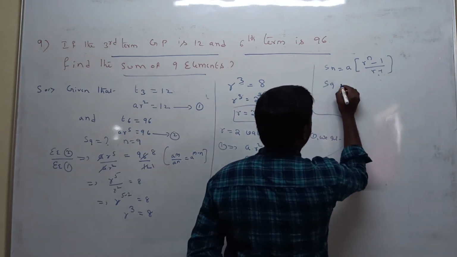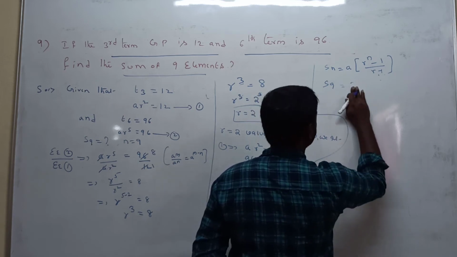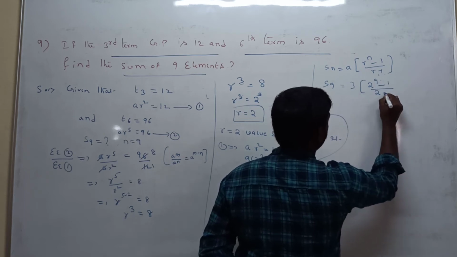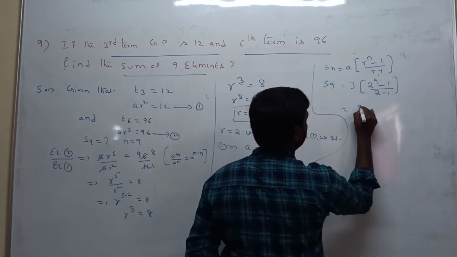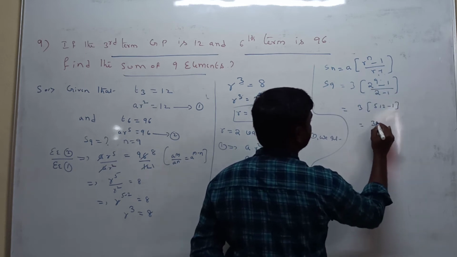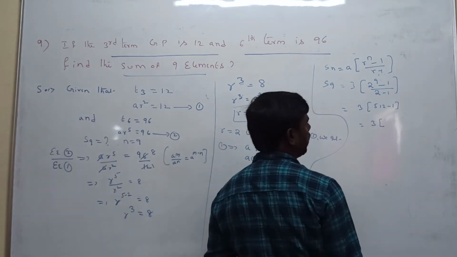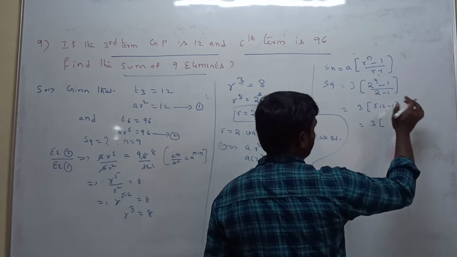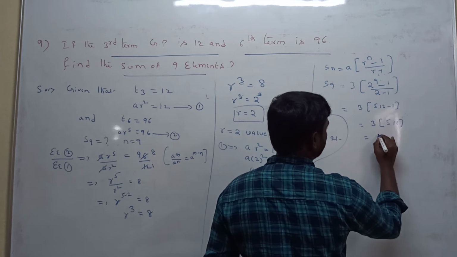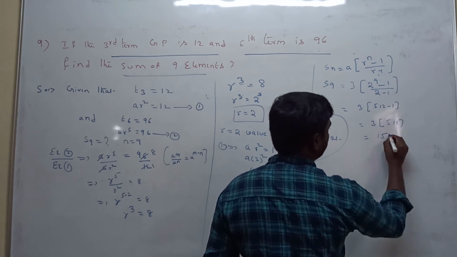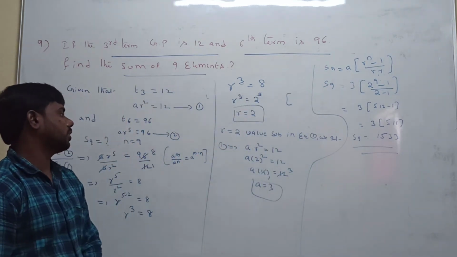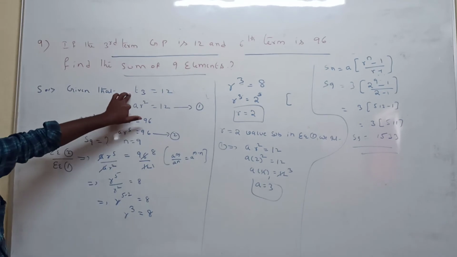So the a value is 3. The r part is 2 power of 9 minus 1 by 2 minus 1, which is equal to 3 into 2 power of 9 minus 1 divided by 2 minus 1, and 2 minus 1 is 1 only. That's why I am writing 1 in the denominator. 2 power of 9 is 512, minus 1 is 511. So the product with 3 is 1533. So the sum of the 9 elements is 1533.